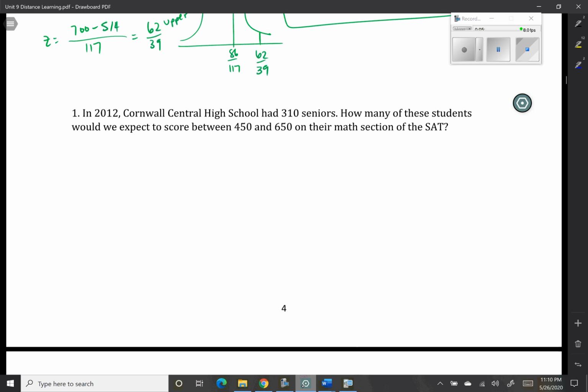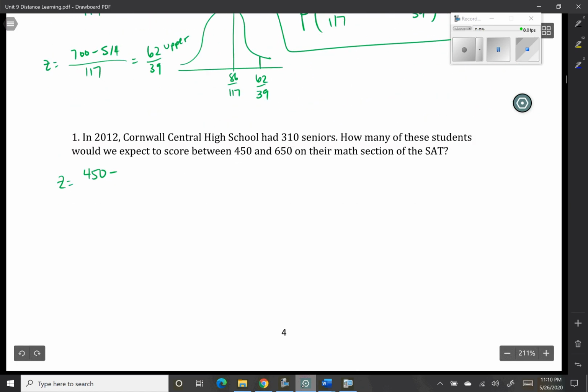So taking a look here, in 2012, we can find the z-score for 450. We'll use this 2012 data, so there was an average of 514 and a standard deviation of 117. So if I do 450 minus 514 divided by 117, I'm going to get a nasty decimal. Let's change that nasty decimal to a fraction if we can. Yay, negative 64 over 117. This becomes my lower z-score.